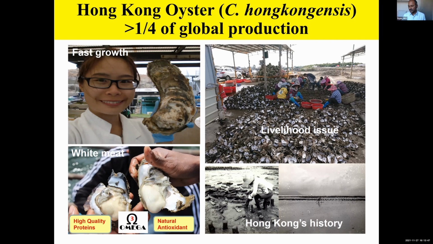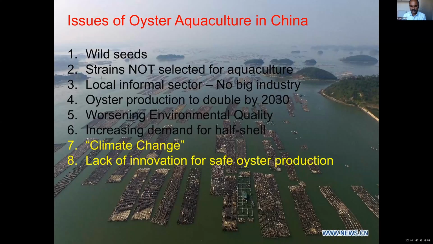But these two oysters in southern China are facing several problems in recent times, particularly in the past 5 to 6 years. I am involved with this industry and have come across all of these. There are eight problems they are facing now, but I'm not going to talk about all of them. Number seven is very relevant and interesting to this meeting as well: climate change. Climate change is very well known to every one of you, and nothing super new in this case.